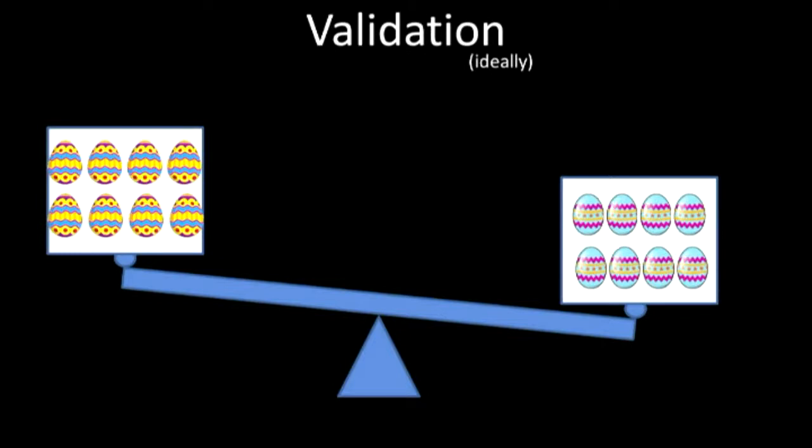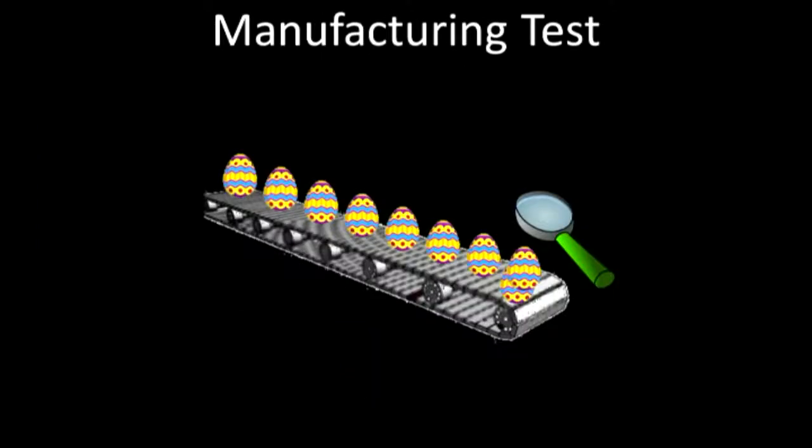So again, validation: you want to make sure that, I like eggs, apparently, you want to make sure that all of your eggs look the way you want them to look. On the left they're bad, on the right they're good. But in an ideal world, they're all going to act the same and you want to choose the specific design that you want. Whereas in the manufacturing test environment, you're actually going to inspect every single egg and make sure that not one is cracked.